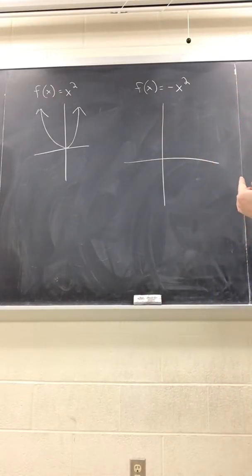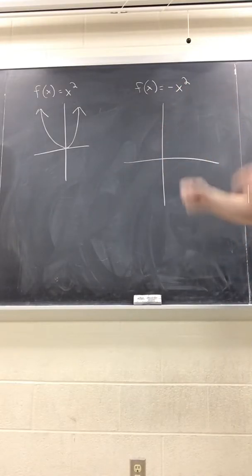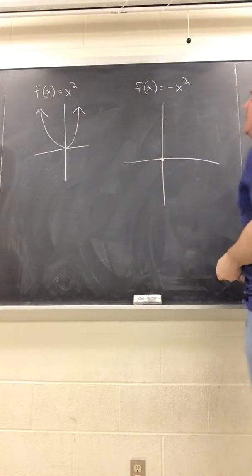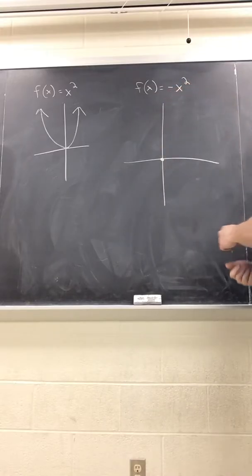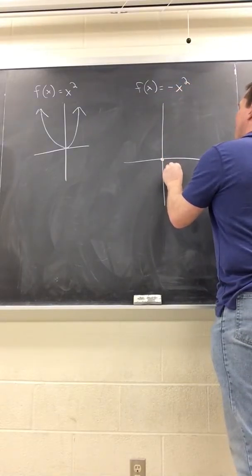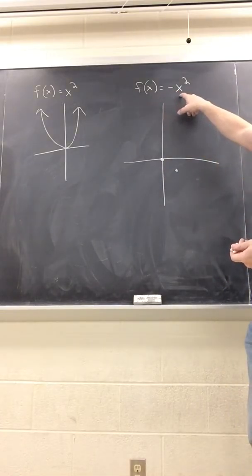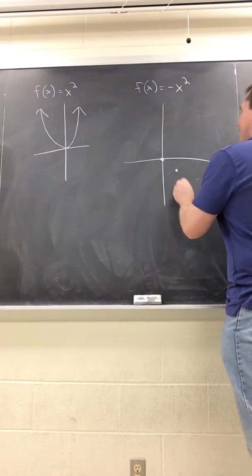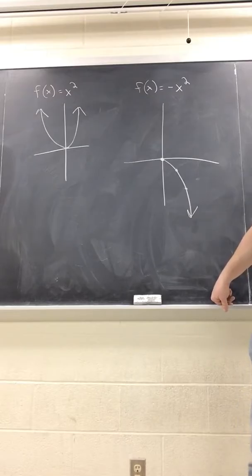If you plug in 0, you get 0 squared, which is 0, and then make it negative, but negative 0 is still 0. If you plug in 1, you get 1 squared, which is 1, and then make it negative, which is negative 1. So at 1, we get negative 1. If you plug in 2, you get 2 squared, which is 4, and then make it negative, negative 4. And it should be obvious it's going to do this. Since we know these are parabolas, we can guess what the other half will look like.